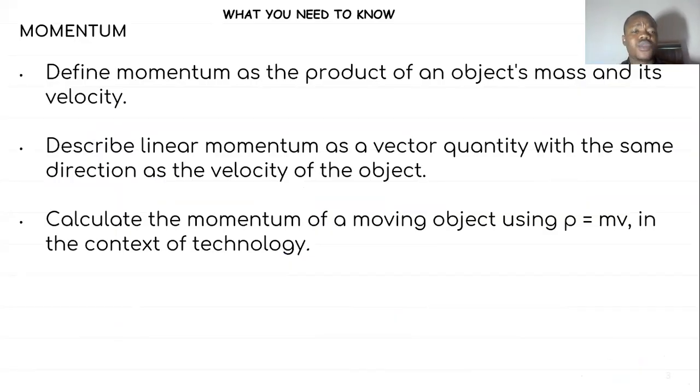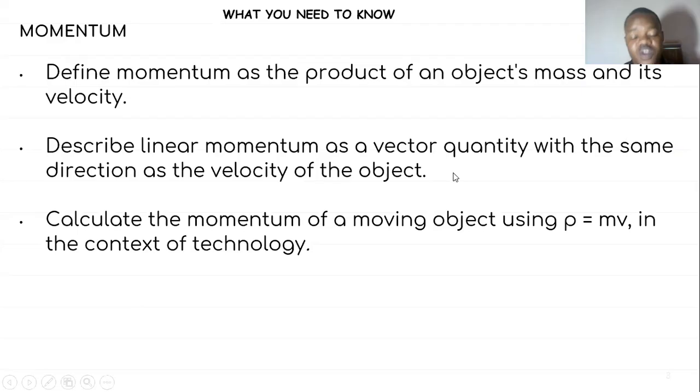Now, in this topic, you must be able to define the term momentum. And we define momentum as the product of an object's mass and its velocity. So it is the product of an object's mass and its velocity. And we will dwell more on that. You will see that when we calculate momentum, we actually take the mass of an object and we multiply by the velocity.